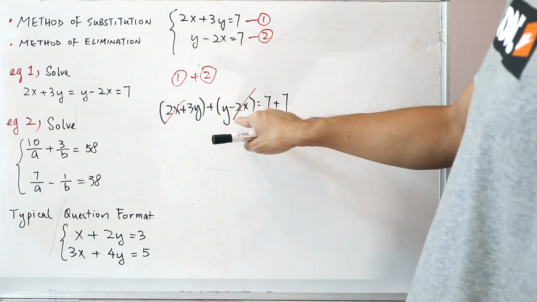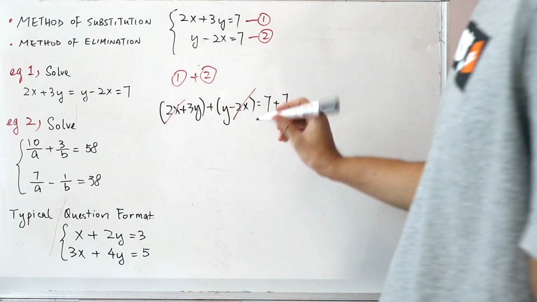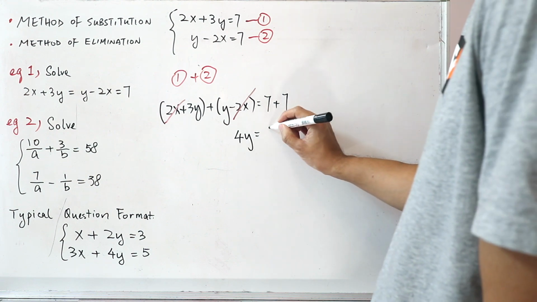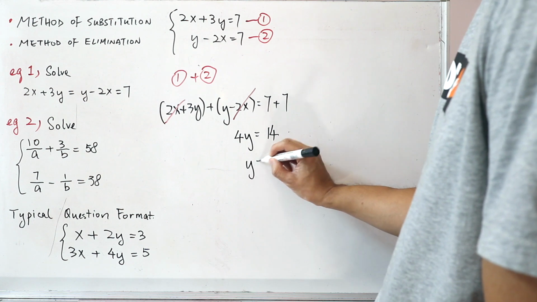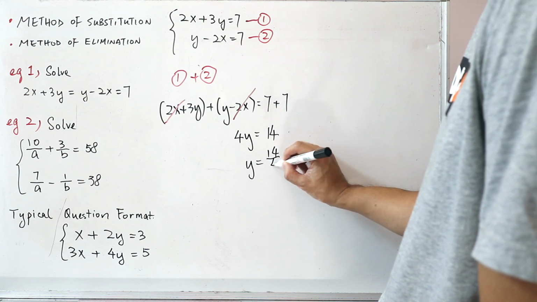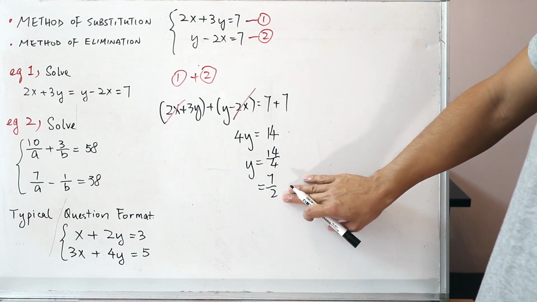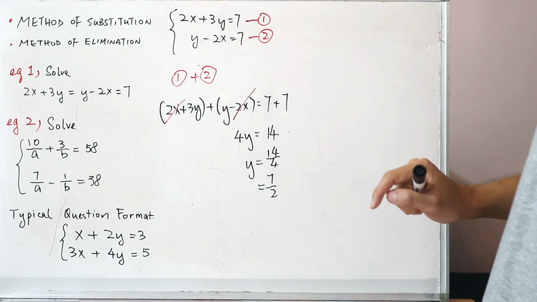So what we are left with is 3y plus y, which is 4y, equal to 7 plus 7, which is 14. So y is equal to 14 divided by 4, which is 7 over 2. This is exactly the answer we found when we used the method of substitution.